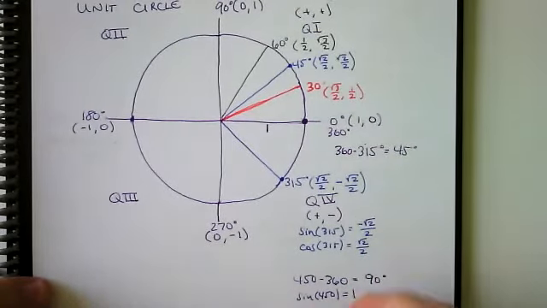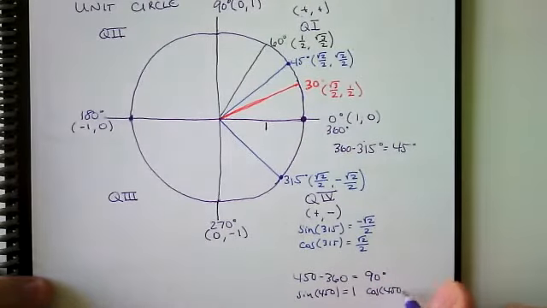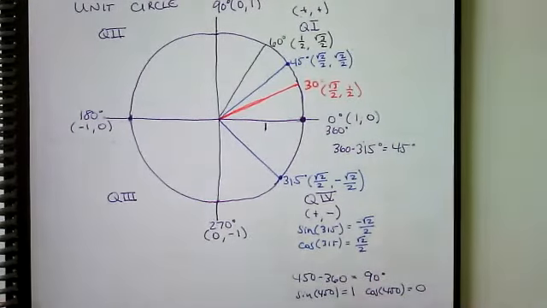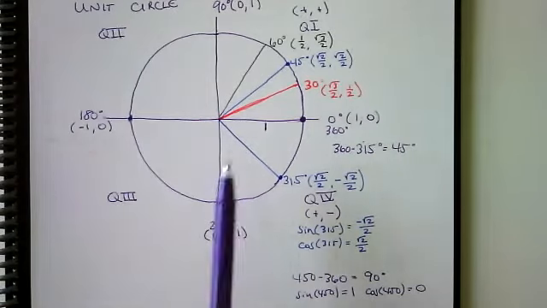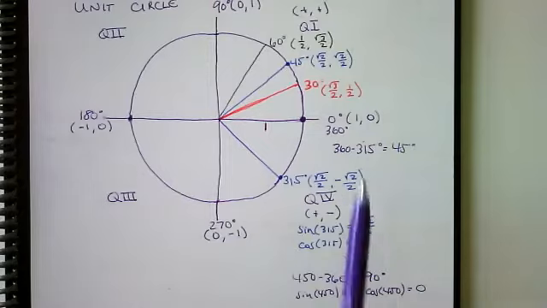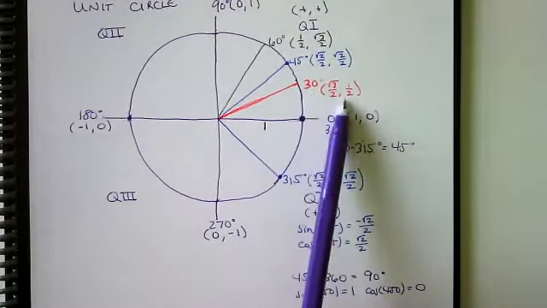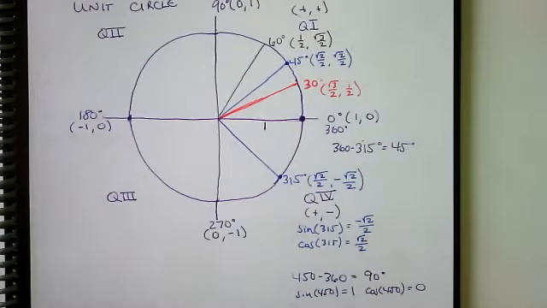Okay, and then if I'm looking for cosine of 450, that's just my x value, which is just 0. Okay, so sometimes we have to find it in different quadrants. Sometimes it's just there. And if it's larger than 360, like if I had 390, that's the same as 30, right? So here's my point.